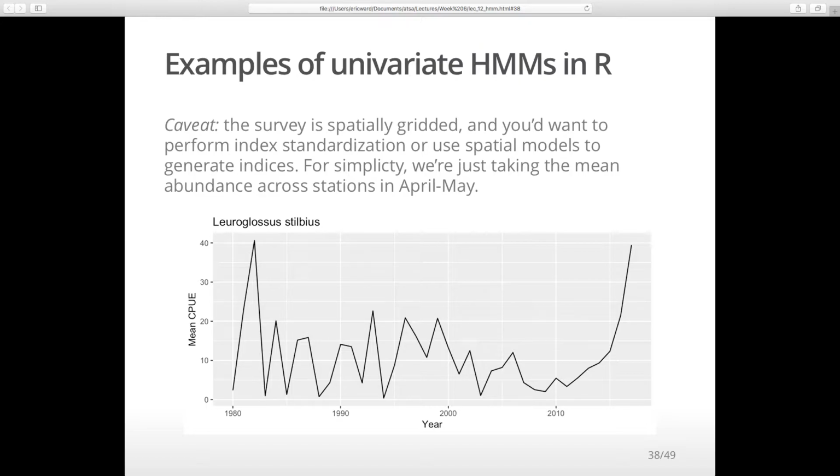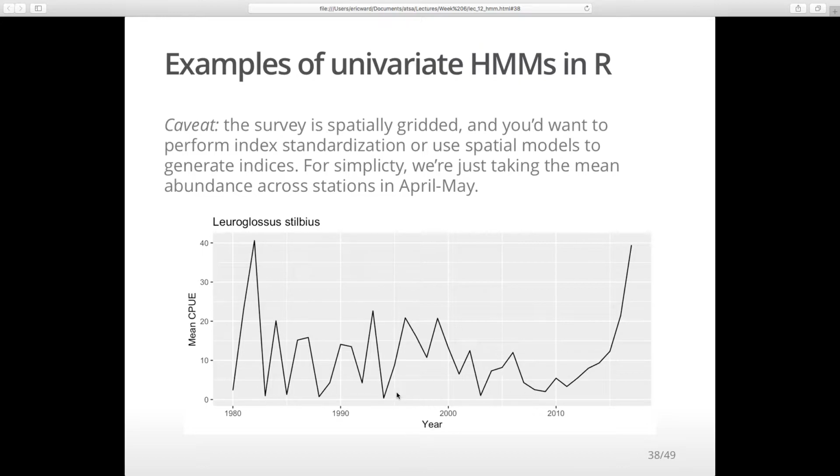And we can look at the average catch per unit effort for this species. We can see that things are pretty variable. There have also been some extremely abundant years of the species and years where the species is basically not present.